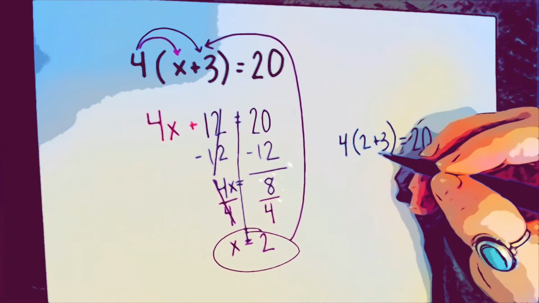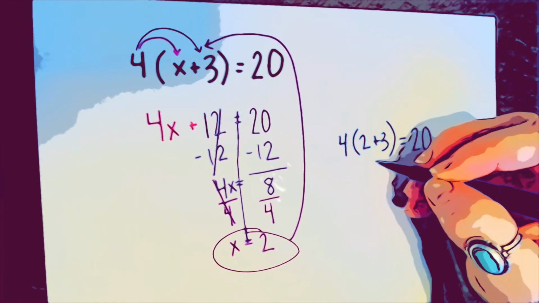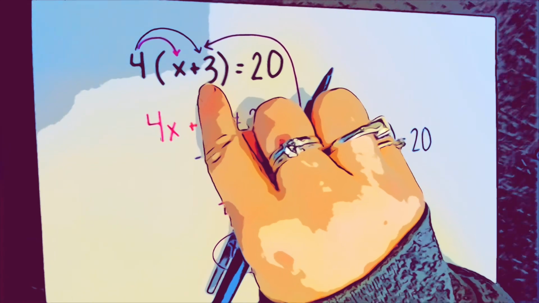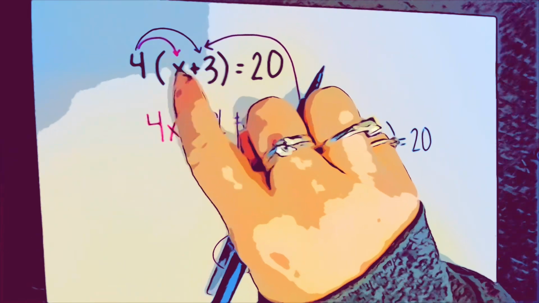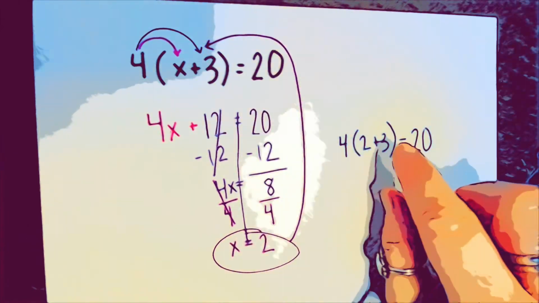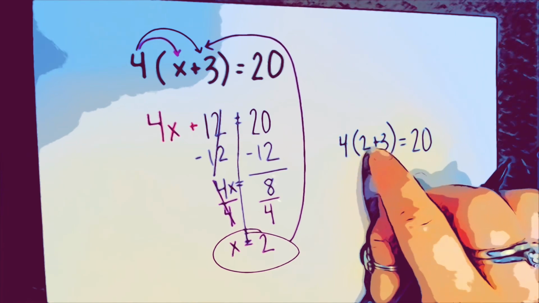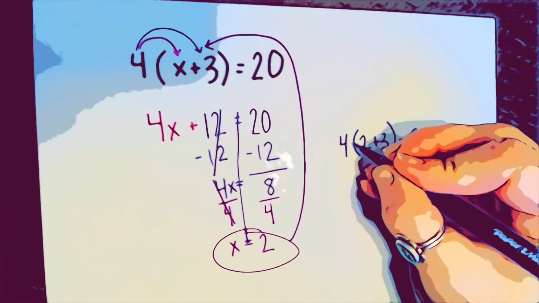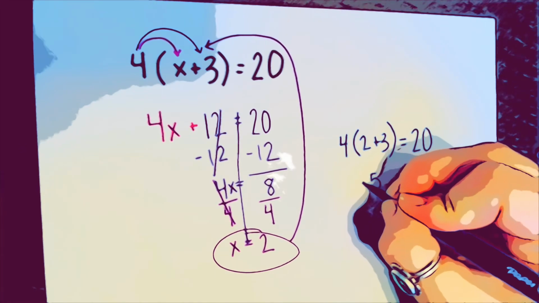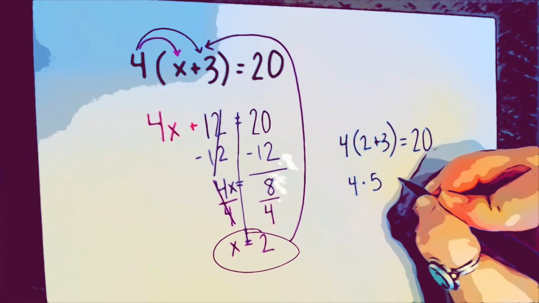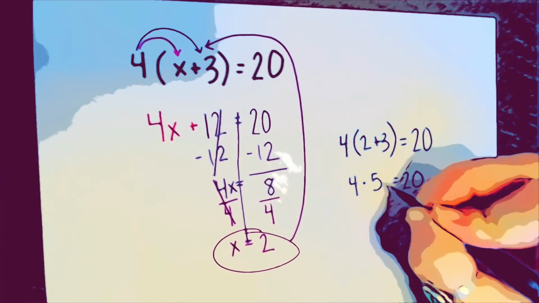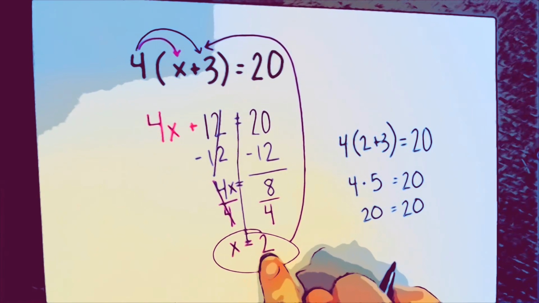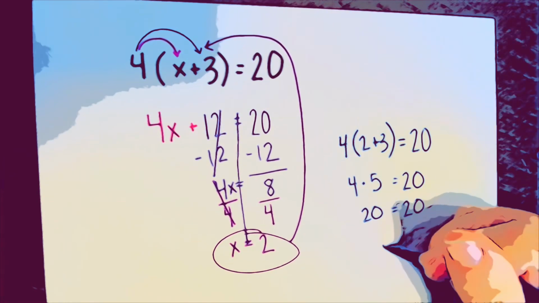So PEMDAS says that we do whatever is inside of the parentheses first. So here we can say 2 plus 3. We couldn't do that up here because we had x. We didn't know what to do. We didn't know the value of x, and that's why we had to do distributive property. But since we do now know that it's 2, 2 plus 3 is 5. And 5 is being multiplied by 4 because when that number is next to the parentheses, that's a multiplication question. So 4 times 5 equals 20. Is 4 times 5 20? Yes, it is. So 20 equals 20. And that means that x is in fact 2. Well done. Good job, us.